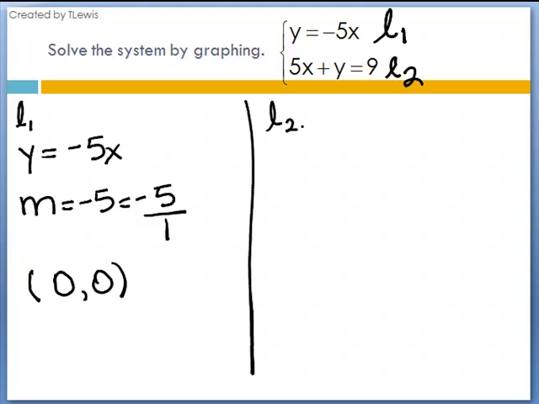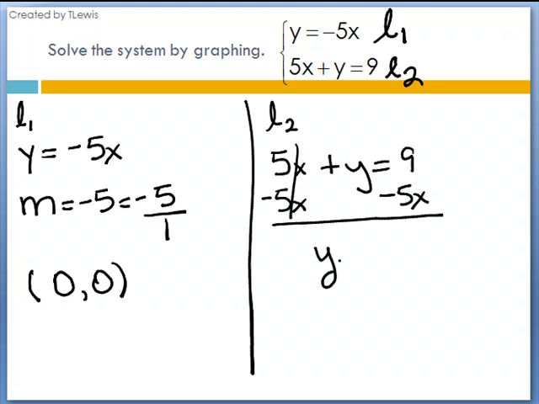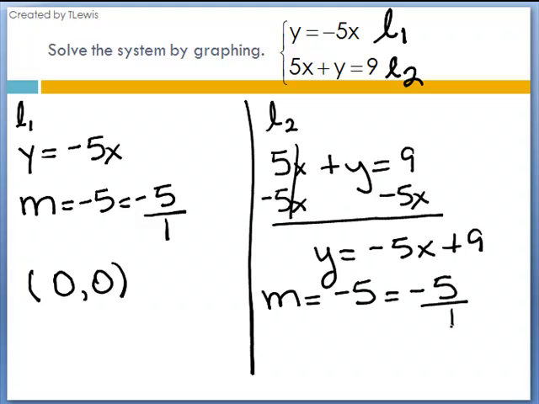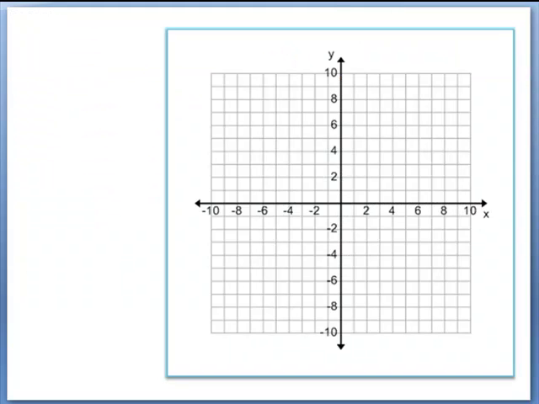Your second line, L sub 2, we have 5x plus y is equal to 9. Let's solve for y by subtracting 5x from both sides. We have y is equal to negative 5x plus 9. Our slope is negative 5, and here again we're going to say negative 5 over 1, but our y-intercept is (0, 9). So we're going to plot both of those equations on one coordinate grid.